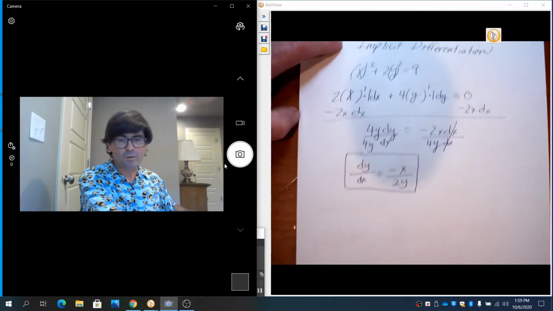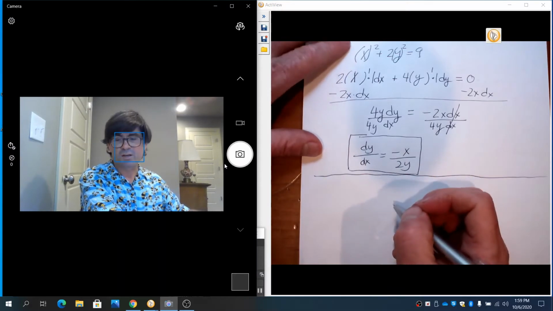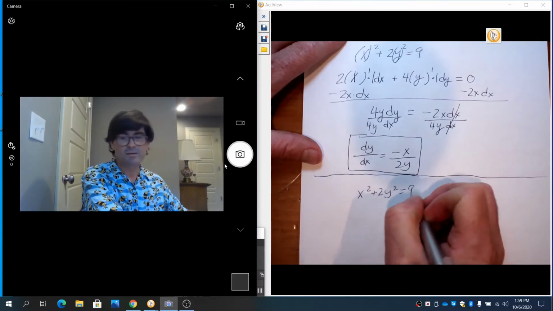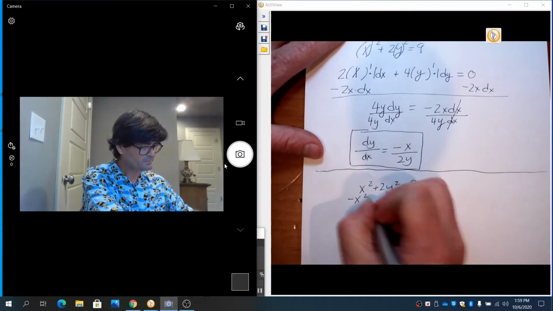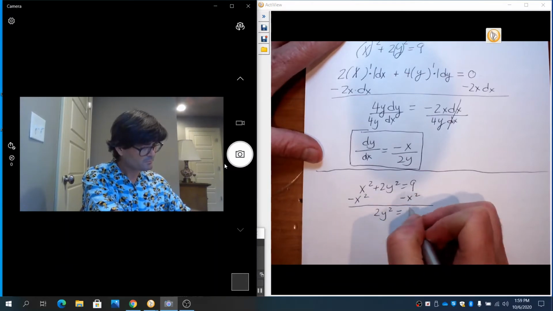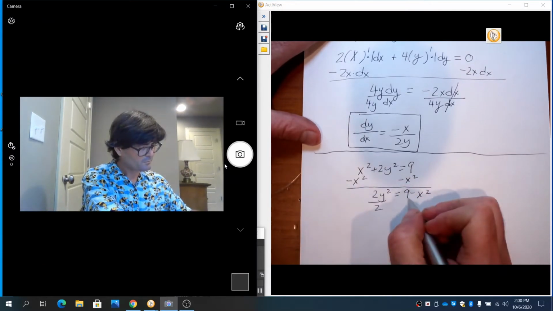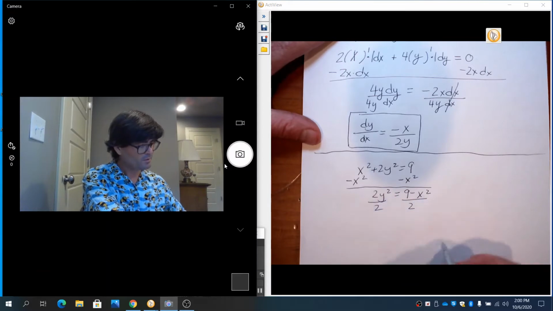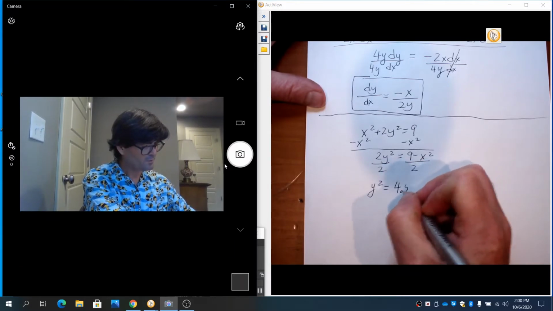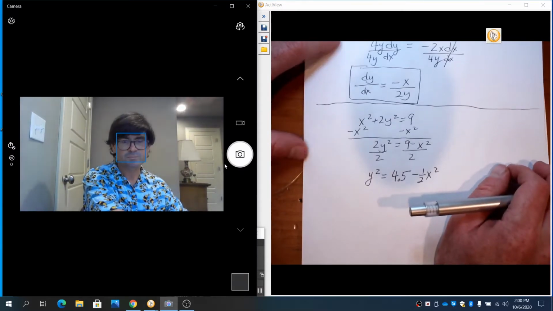So I want to do this same problem again by solving for y, and we'll talk it through again. So let me just write out x squared plus 2y squared equals 9. Going back to some algebra, minus x squared: 2y squared equals 9 minus x squared. Divide by 2, so you get y squared equals 9 over 2, which is 4.5, minus 1/2 x squared.